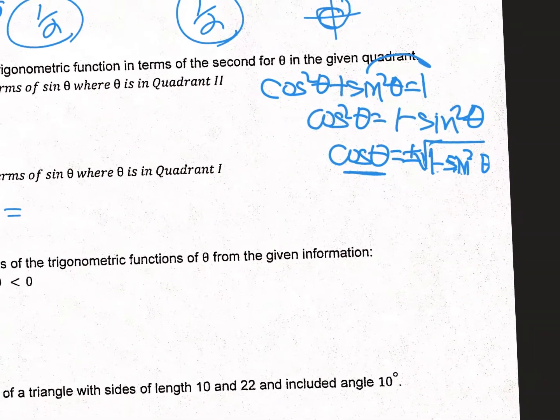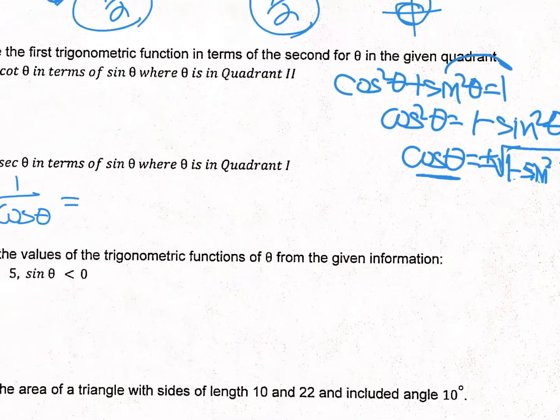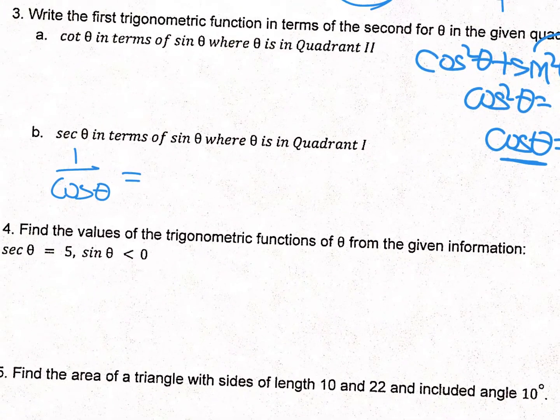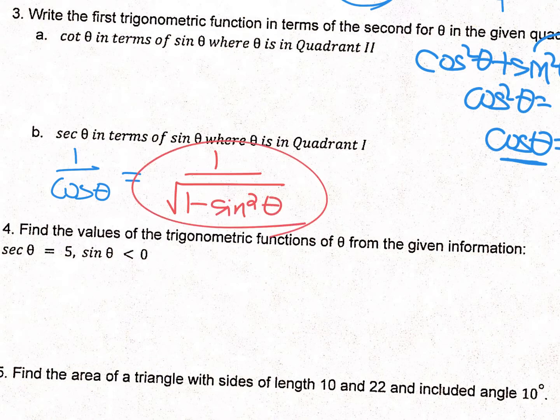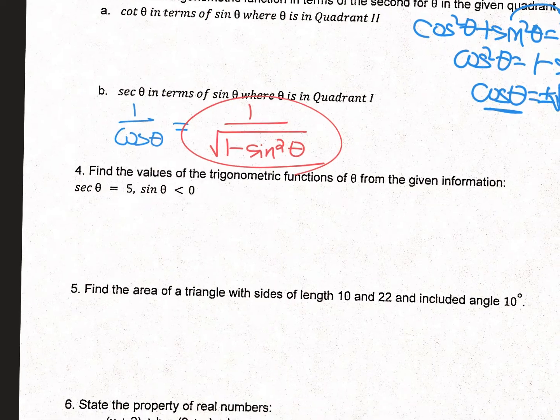That's what I'm going to do. I'm going to replace that cosine again with that one, except the difference is this time it's in quadrant 1. And in quadrant 1, everything's positive. So I'm going to replace my cosine with the positive square root of 1 minus sine squared theta. And there it is. I took secant and wrote it in terms of sine instead of cosine like we were used to. Hope that makes a little bit of sense.